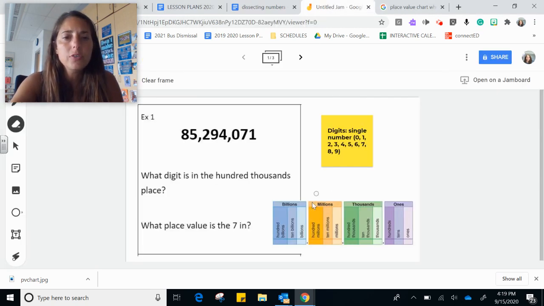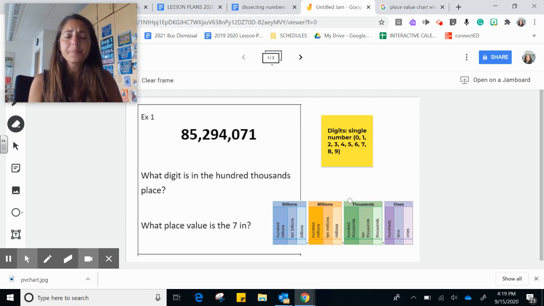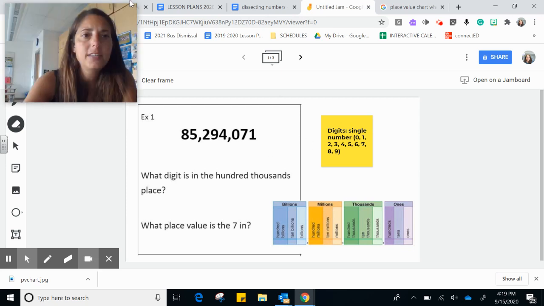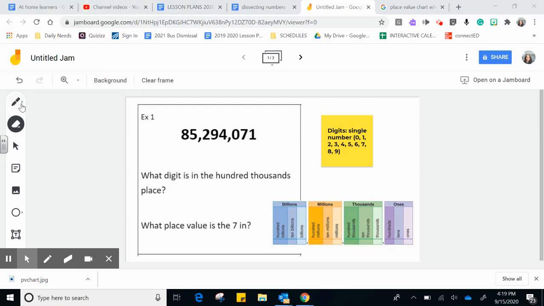So let me go ahead and show you some examples of what you're going to be doing. Let's say that I give you a number here, and I'm asking you two different questions about this number. I'm going to go ahead and disappear for this one so you can pay attention to this. Okay, so let's say that you are working with this, and you see this number, and the first question is a digit question. It is asking you what digit is in the 100,000 place.